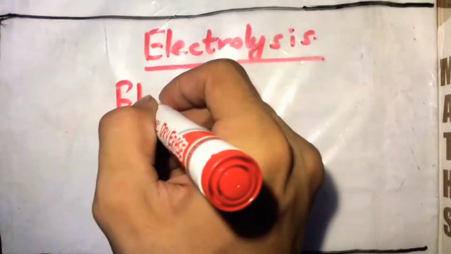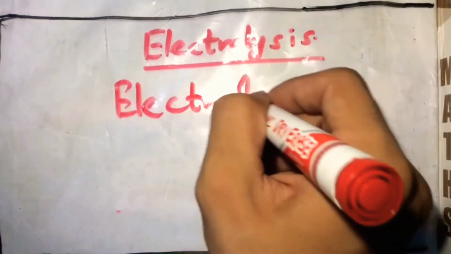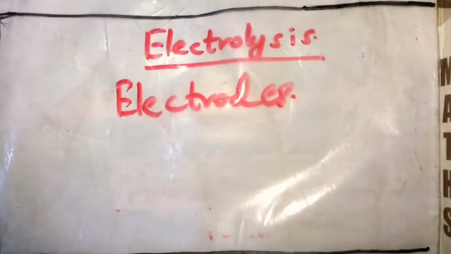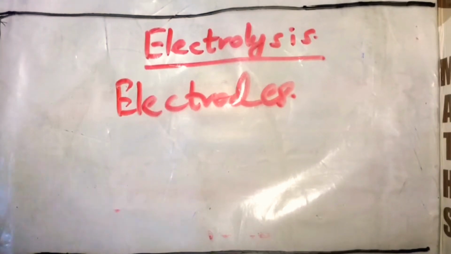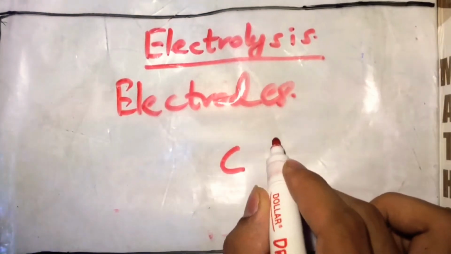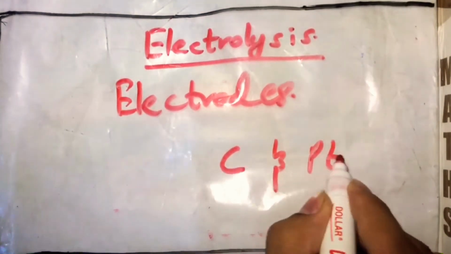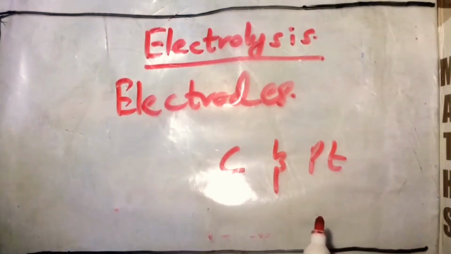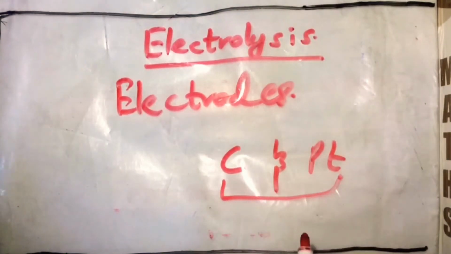Electrodes are rods that conduct electricity. Active electrodes are those electrodes that take part in electrolysis and dissolve in the electrolyte. Inert electrodes are those that do not dissolve during electrolysis. Inert electrodes are graphite or carbon and platinum. Active electrodes are all electrodes except graphite and platinum.